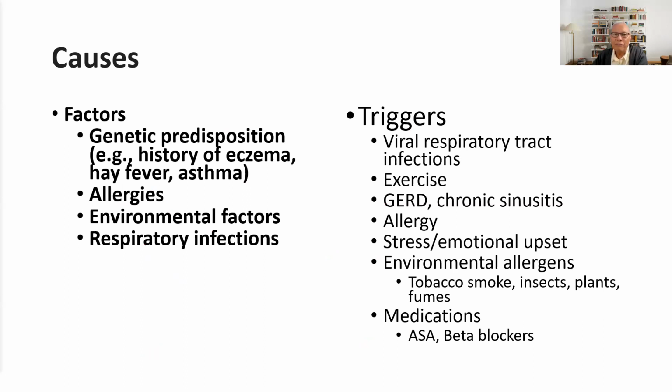Now, there are several recognized factors in the development of asthma. One of them is genetic predisposition, specifically a personal or family history of atopy, which we call eczema, for example, or people who have allergies such as hay fever and also asthma. These genetic predispositions could influence the development of asthma.